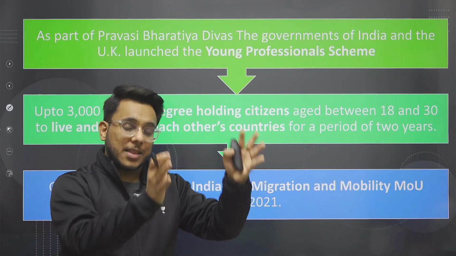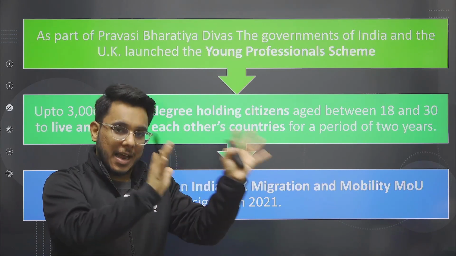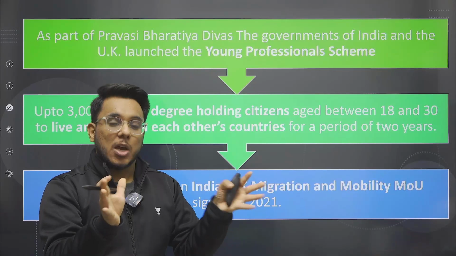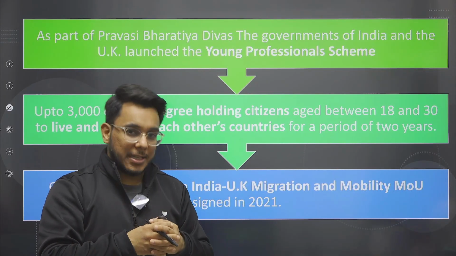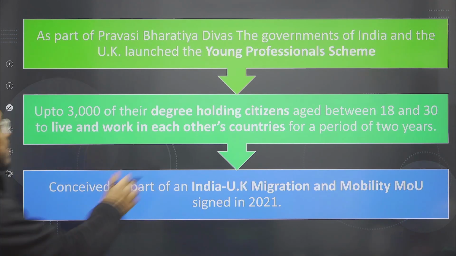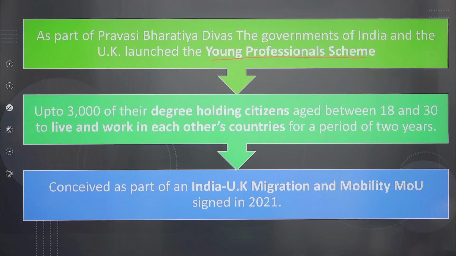On 9th January 1915, Gandhiji came to India, who was the greatest Pravasi, and to mark that day, we observe Pravasi Bharatiya Divas. So on Pravasi Bharatiya Divas, a young professional scheme has been signed between India and UK.